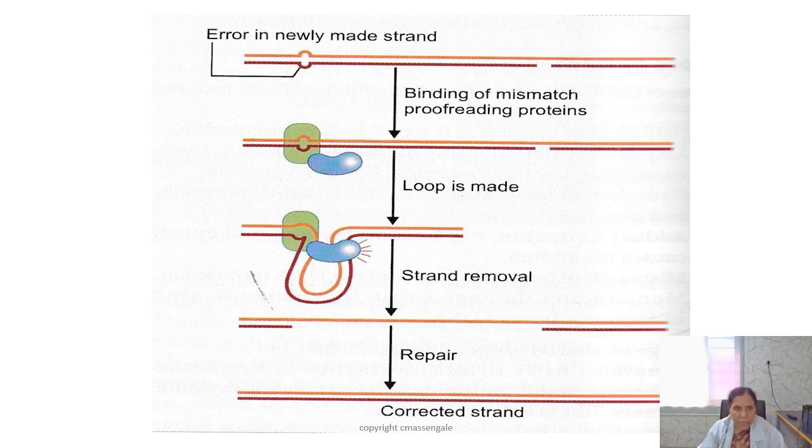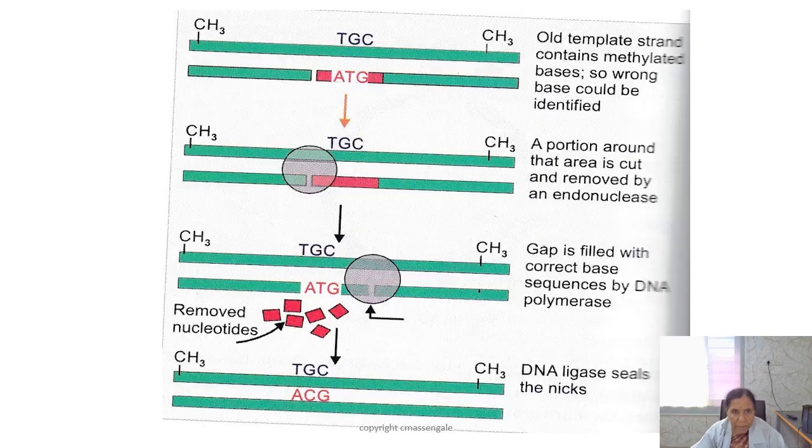If we see, the error is here in the newly made strand, with binding of mismatch proofreading proteins. Here one loop is made, the strand is removed, repair is done, and the strand is corrected. Here, this is the old template strand. It contains methylated bases, so the wrong base can be identified.